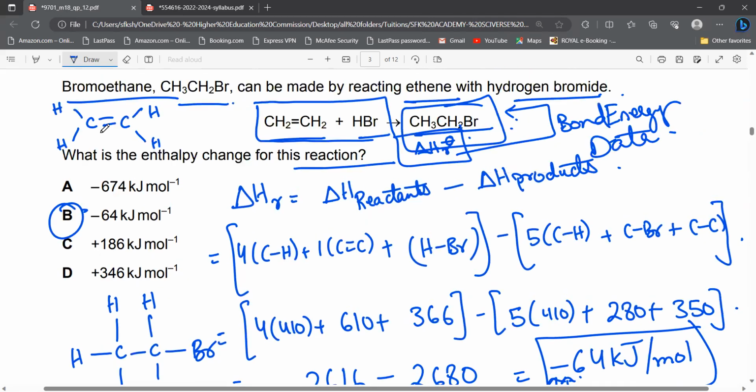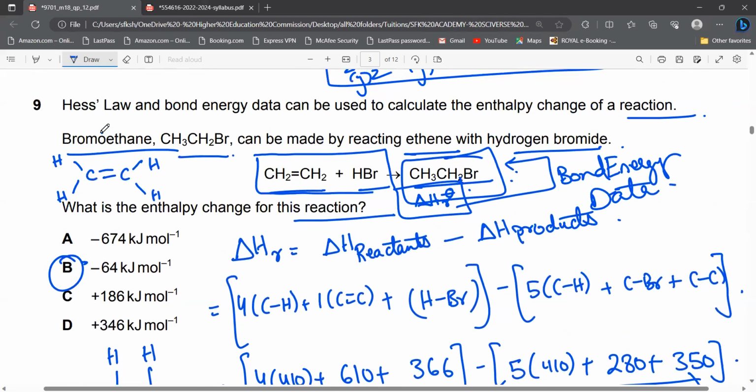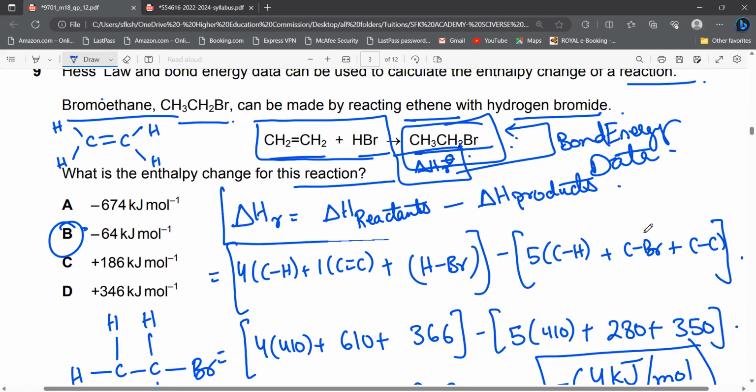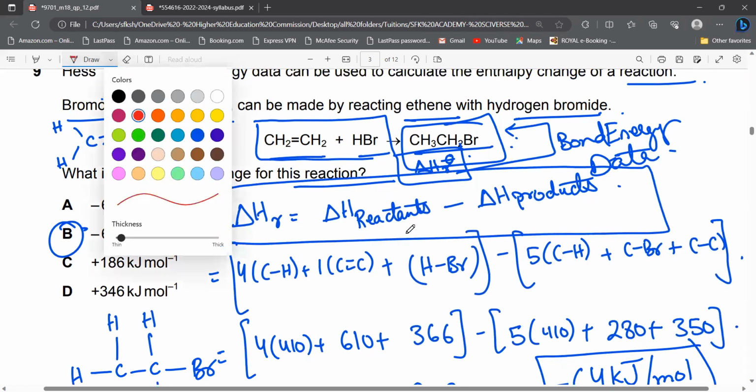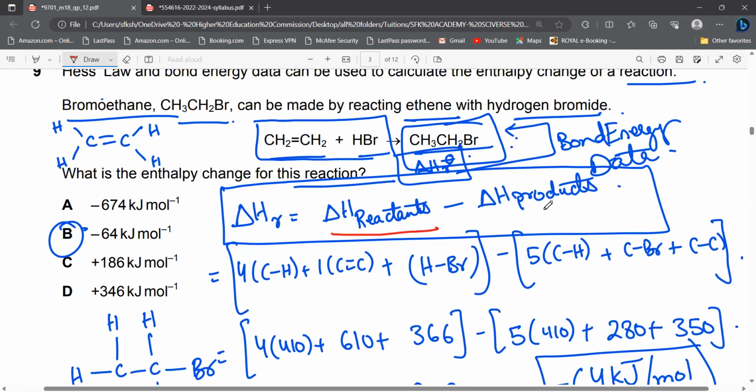And yep, option B is the correct answer. But now let me tell you something. Look at this formula very carefully. This formula is using reactants minus products. Reactants are the first part of the equation and products are the second part. It's not products minus reactants. And always remember, this formula is used whenever you are using bond energy data. Bond energy data will always require this formula.